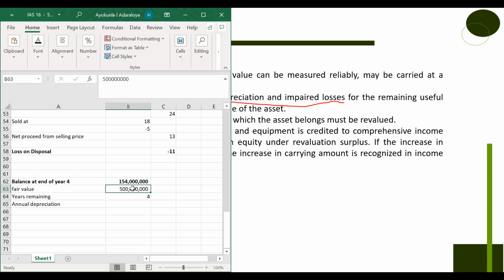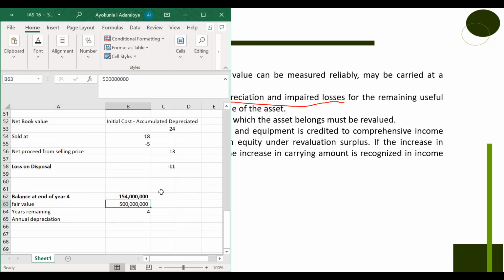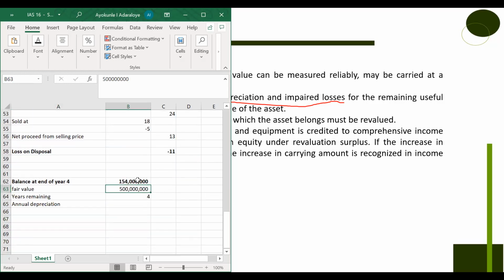So are we not going to have anything to do with the balance at the end of year 4 again? So we will not use this again. This is now what? The revalued amount. We have revalued the asset, so we will carry this revalued amount, right? If it is 1 year that is remaining, we'll just maintain it. But if we have only 1 year remaining, just depreciate this one over the remaining year. Do you understand? But usually you see that the years remaining too will change, right?